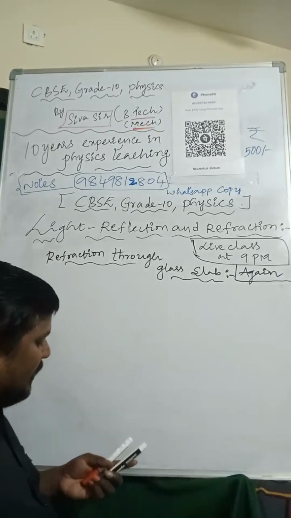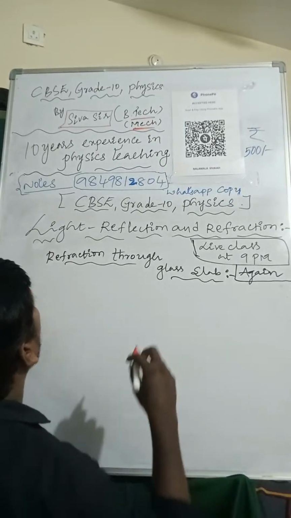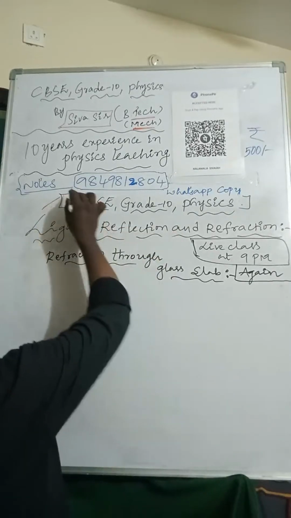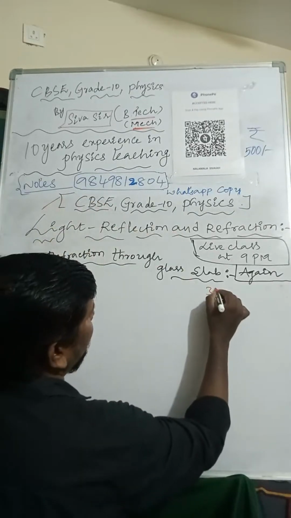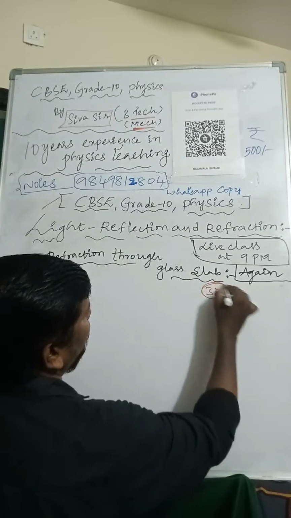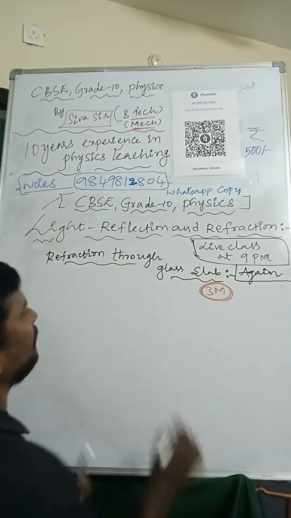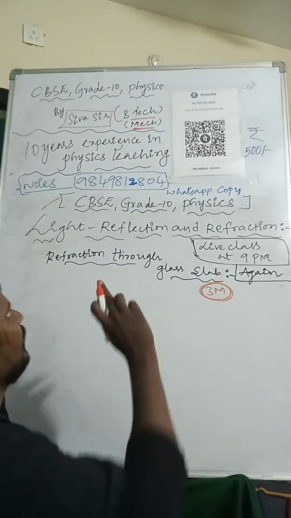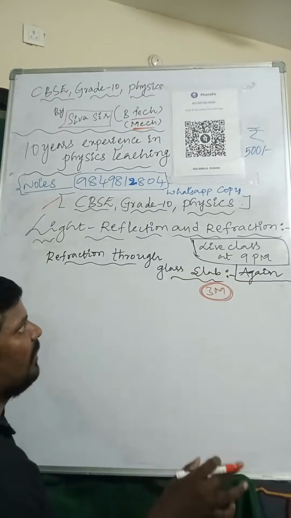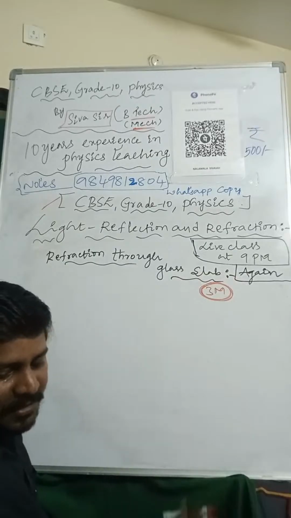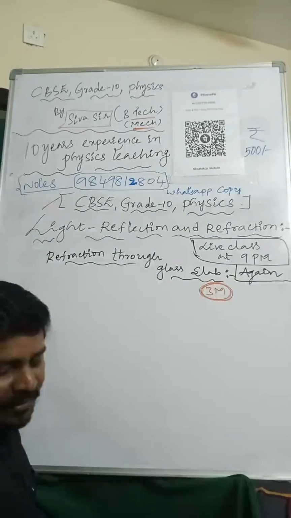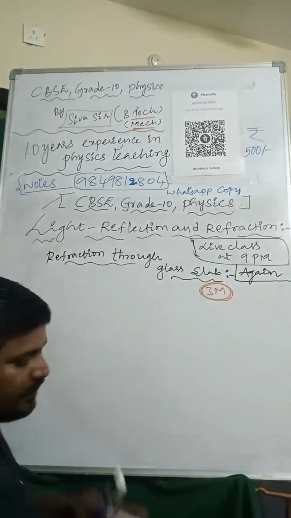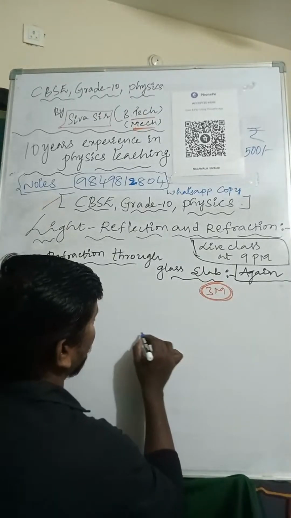CBSE Grade-10 Physics. So here you can check, they asked a 3 marks question, very important. You have to learn it at any cost. If you are learning the light reflection and refraction chapter, this topic and this diagram you must learn. Very, very important. Now you can see, this is the glass slab.